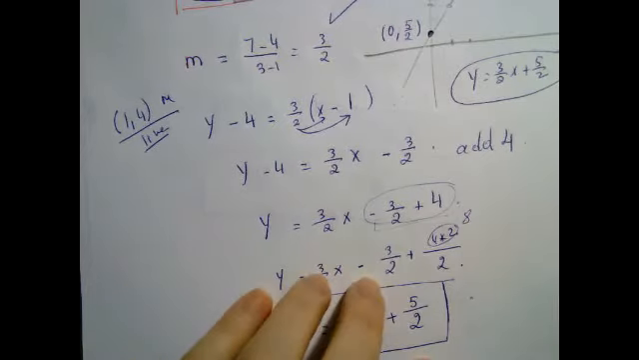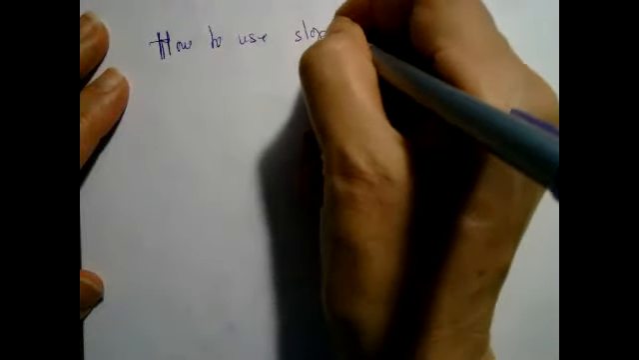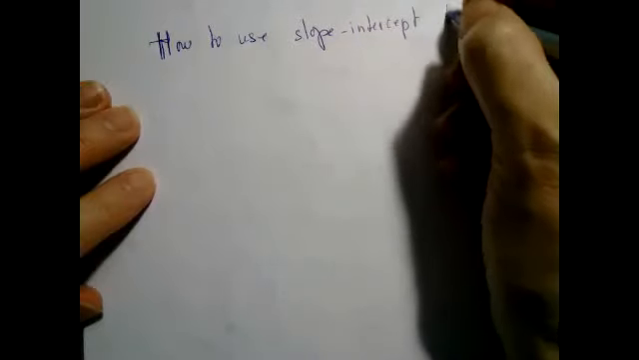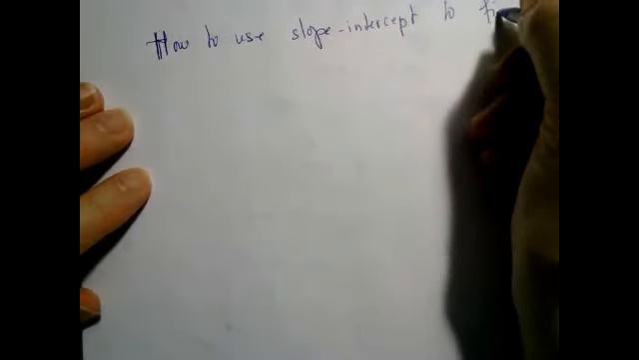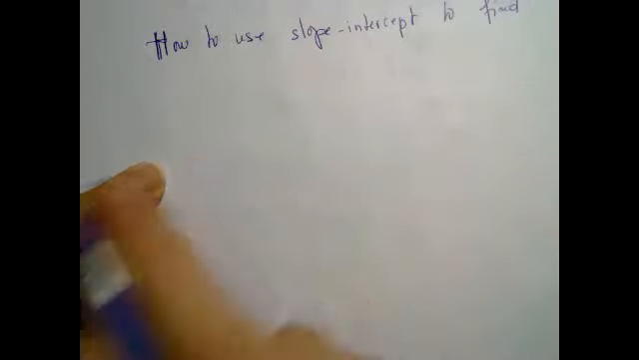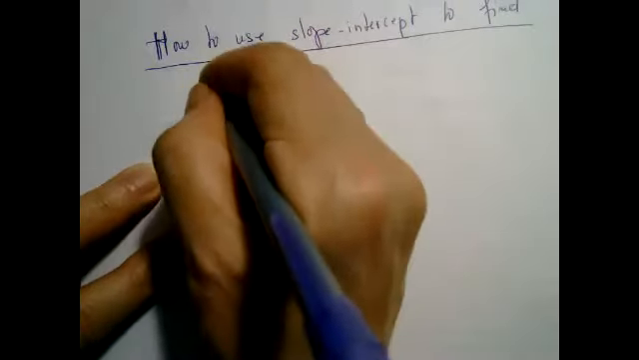the slope-intercept form. So part 2 is use the slope-intercept form to find the equation of the line. I'll explain where the word intercept is coming from. So you can do it two ways, and on the quiz, I usually ask you to do it both ways. So how to use the slope-intercept form to find the equation of the line.